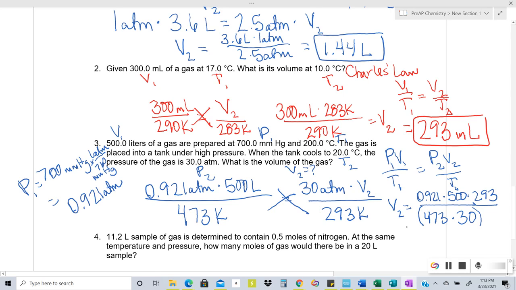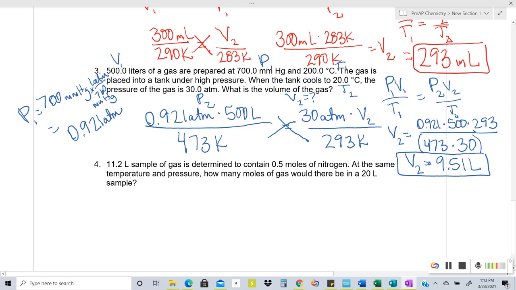Okay, I get that V2 to 3 sig figs, because 30 has 3, 20.0 is 9.51 liters. Okay, the reason it's in liters is because that's what my other volume was. Again, remember your units must be equal on both sides for the problem.